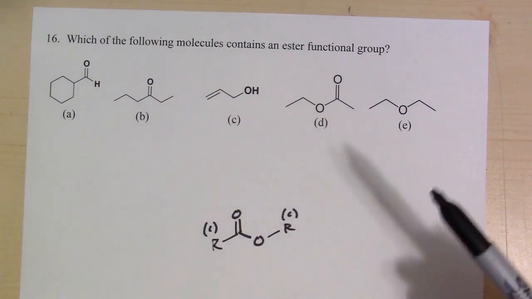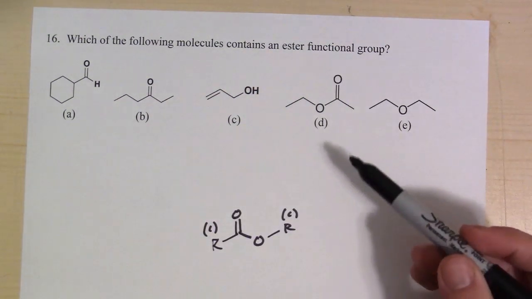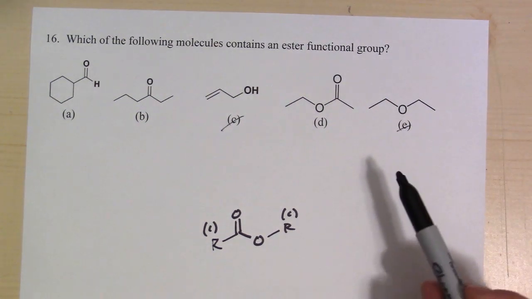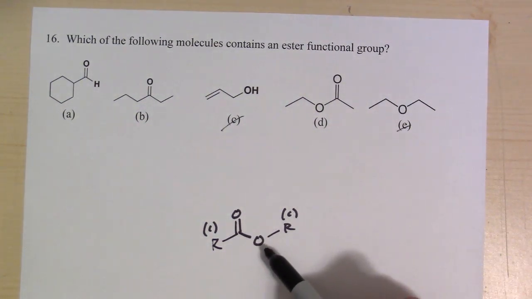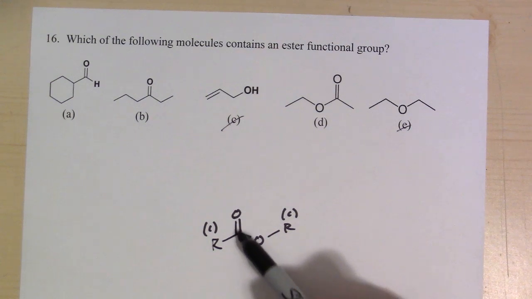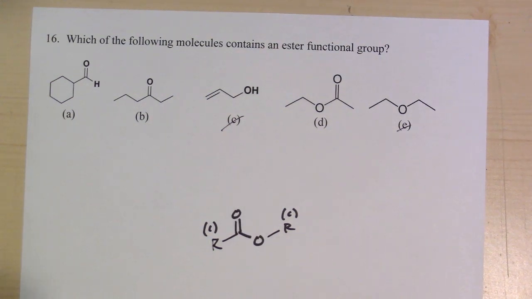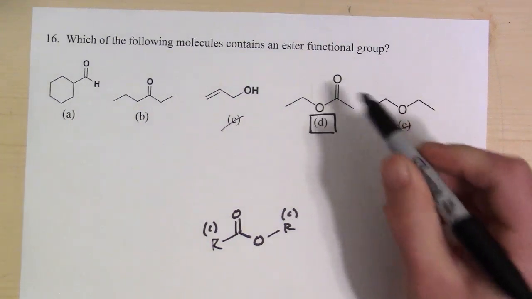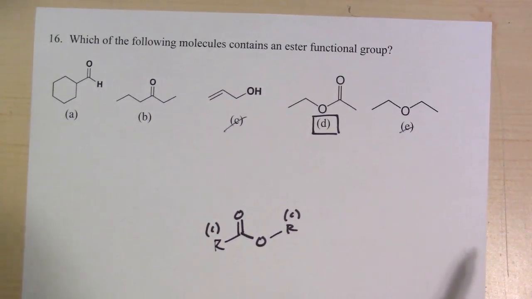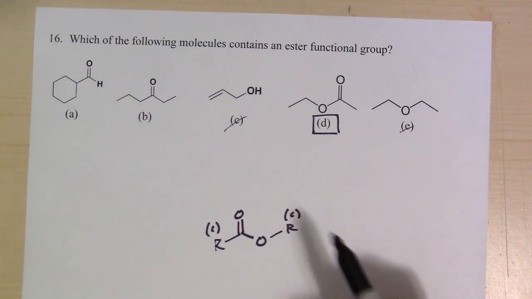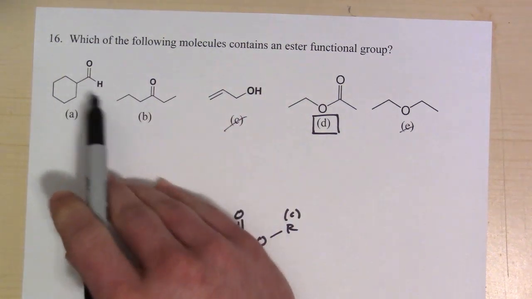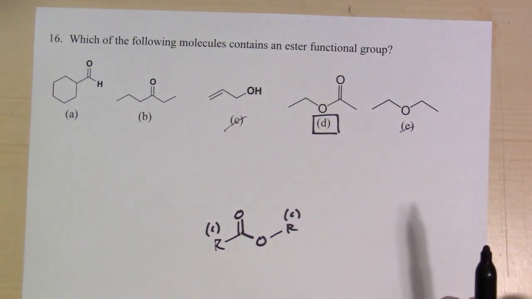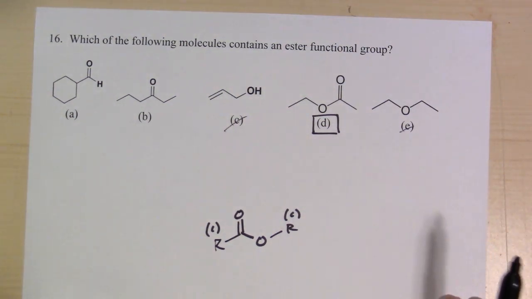A, B, and D all have carbon double bonded to oxygens, which is required. And then we're looking for an oxygen also connected to the carbon of that CO double bond. D is the only one that has that. That structure matches pretty well with our general formula that we've drawn here. So A is an aldehyde and B is a ketone. So D is the answer. That is our ester functional group.